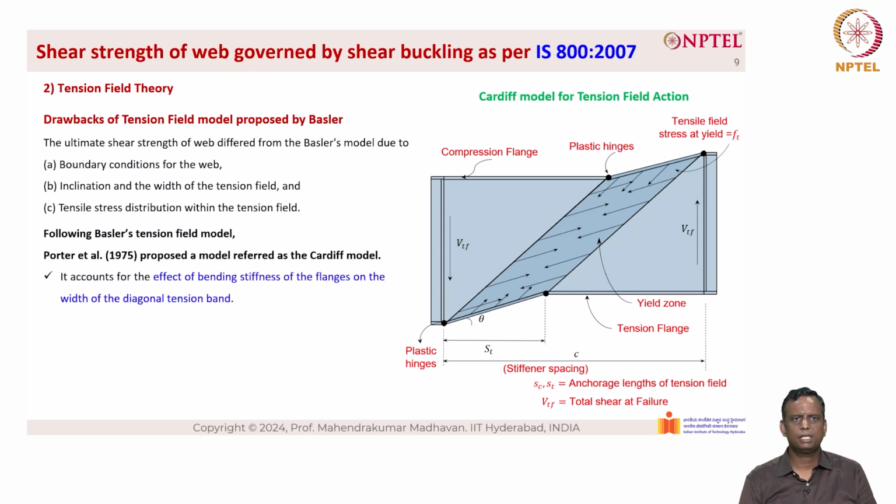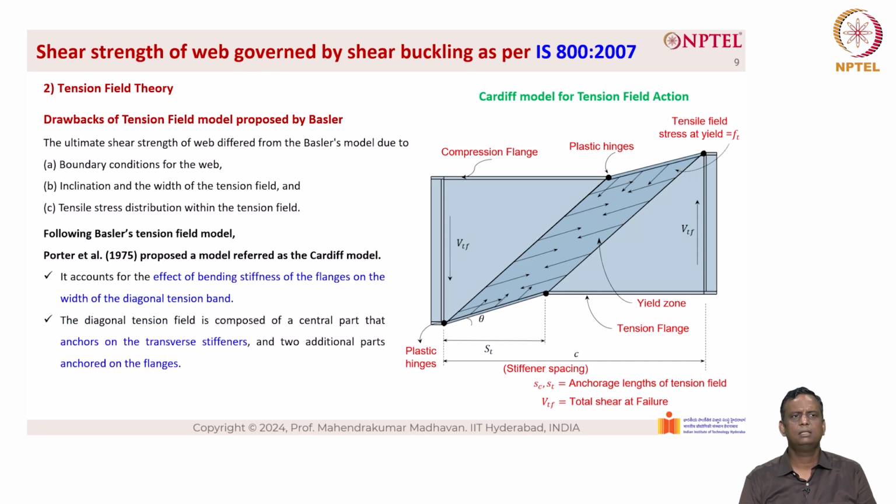So it accounts for the effect of bending stress of the flanges on the width of the diagonal tension band. The diagonal tension field is composed of a central part that anchors on the transverse stiffeners, and you can see that on the right hand side of the picture, and two additional parts anchored on the flanges that is defined here, one on the compression flange and one on the tension flange.